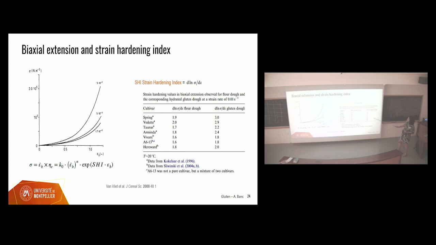And people measured this strain hardening exponent for flour dough and gluten dough. They found that this exponent is lower than 2 for flour dough, and increases to larger values, larger than 2, for the gluten dough, and concluded that gluten is extremely important to prevent the evolution of bubbles in the dough.